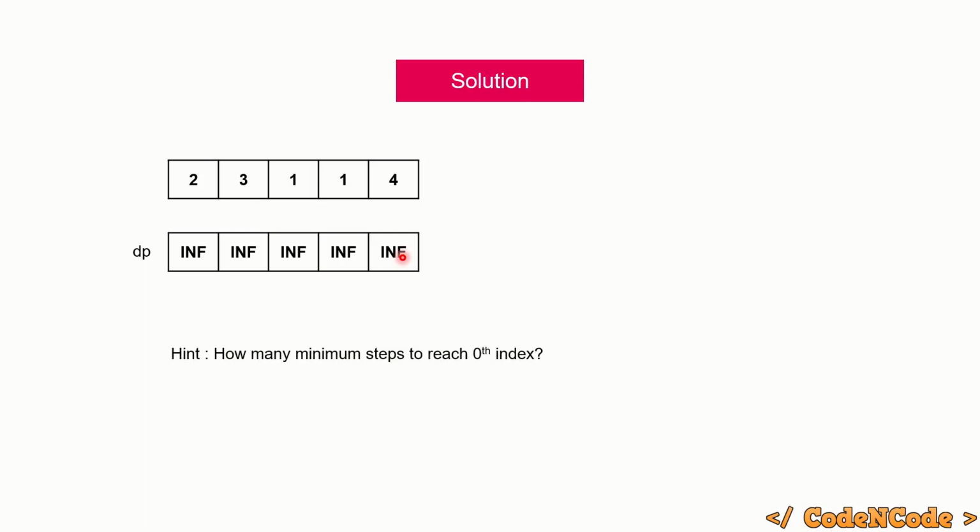Now, how many minimum steps are required to reach the 0th index? Well, the answer is 0, because we are directly starting from the 0th index. We don't have to do any steps.